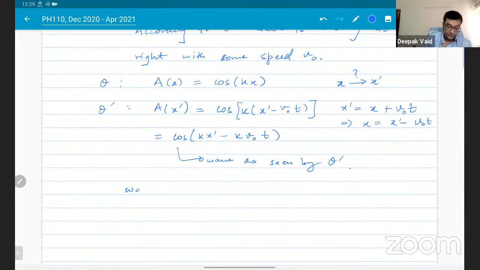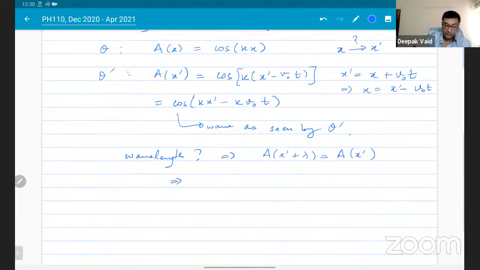Now, what is the wavelength of this wave? The wavelength has to satisfy the same condition. When I change x by the wavelength, the function should repeat. So this means that the wavelength is going to be lambda equal to 2 pi by k. Right? So the wavelength has not changed as seen by this observer.